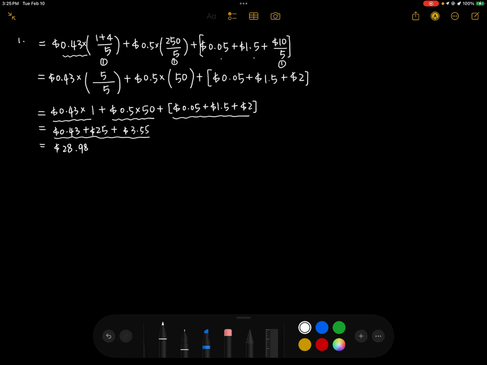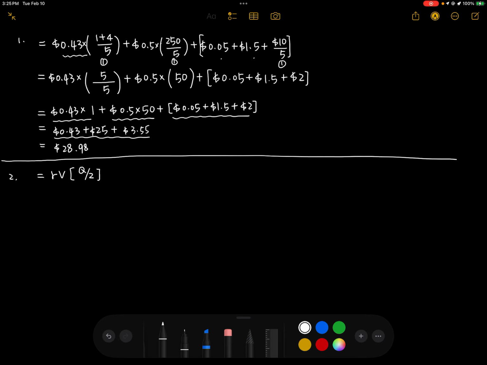The second formula. Okay, so I'll draw a line here to divide the two parts. The second formula is to calculate total cost per computer. So we have the formula in the slide, and then we will start here. So RVQ divided by 2 plus 28.98. This value is the result from the previous formula.